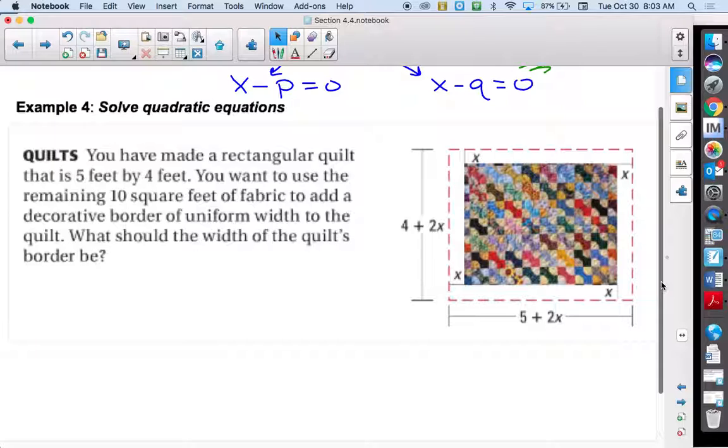All right, so this quilt is 5 feet by 4 feet. That's what the dimensions are here. I can write in here, let's see here. So we have 5 feet and 4 feet. You can't see mine, but that's what these guys are. You want to use the remaining fabric that you have, which is 10 square feet, to add a decorative border of uniform width to the quilt. And I want to explain this diagram because you'll probably be asked to create your own diagram.